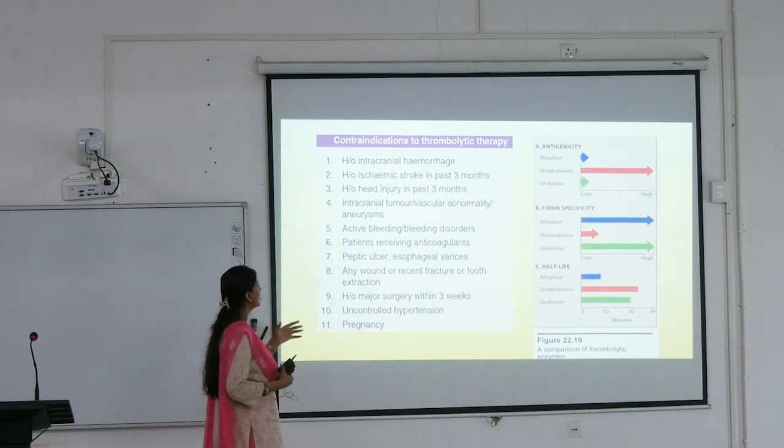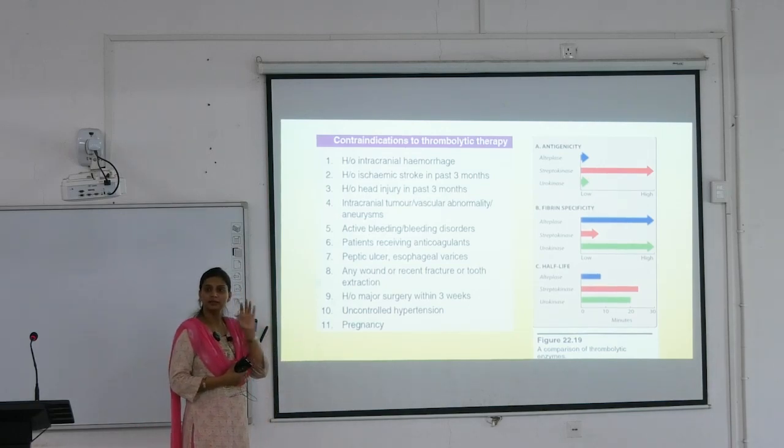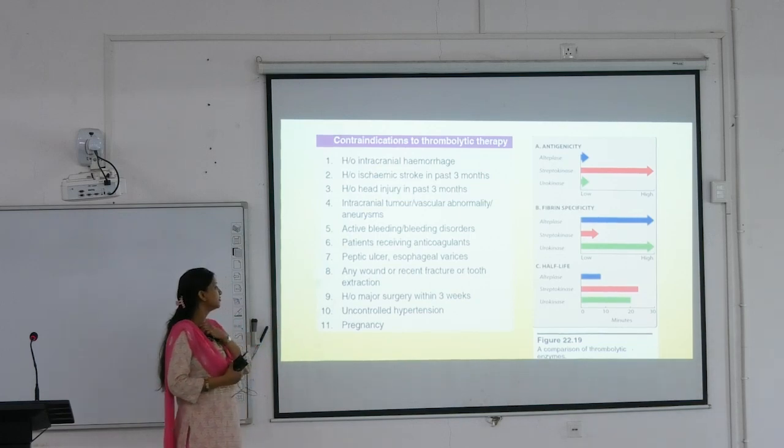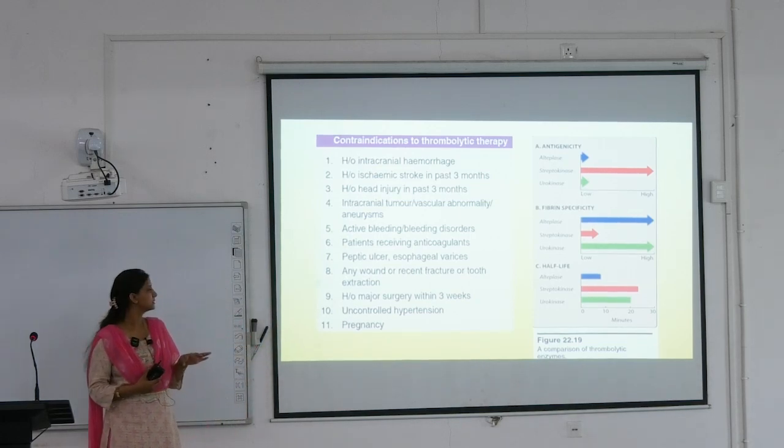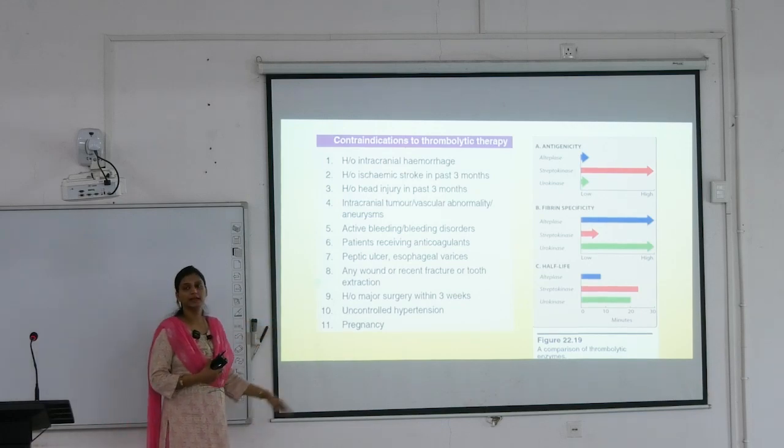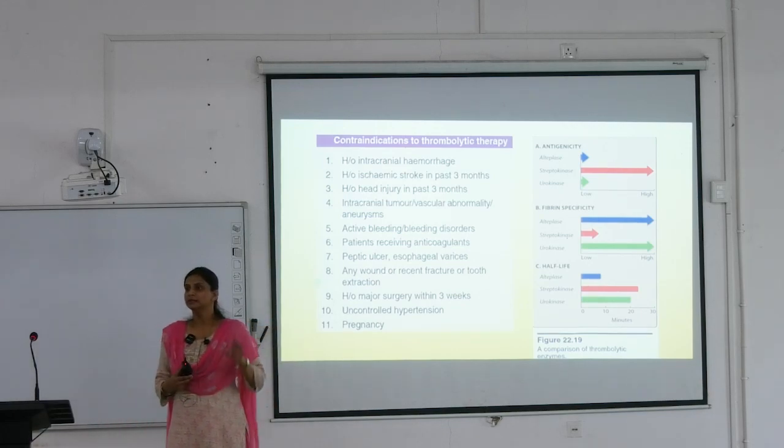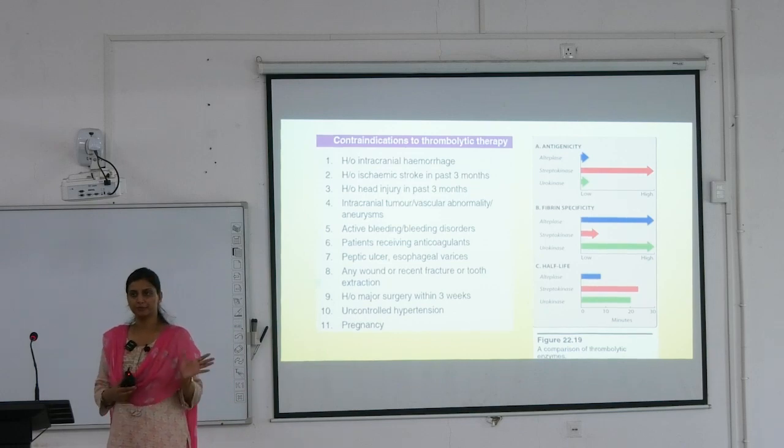Any wound or recent fracture or tooth extraction, you are not supposed to give. History of major surgery within 3 weeks, uncontrolled hypertension, and in pregnancy. These are the contraindications you have to remember.